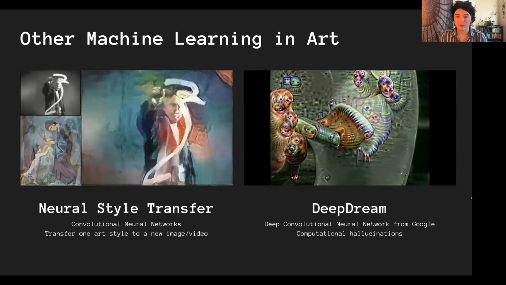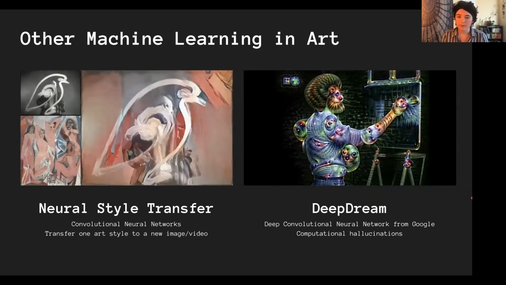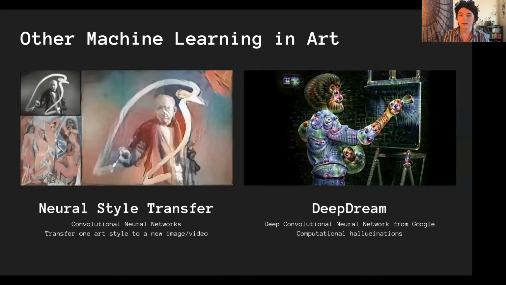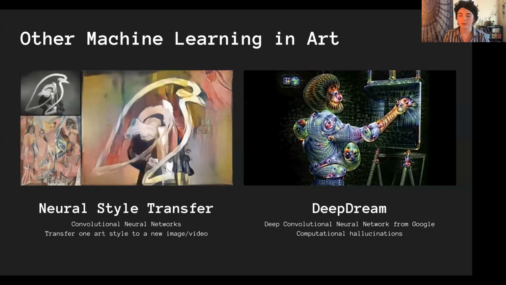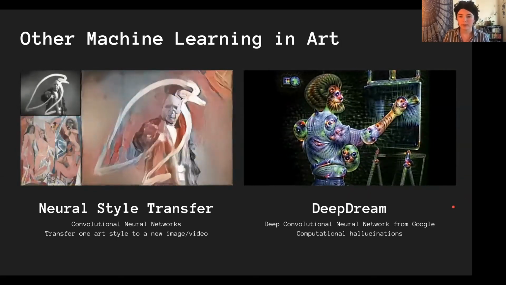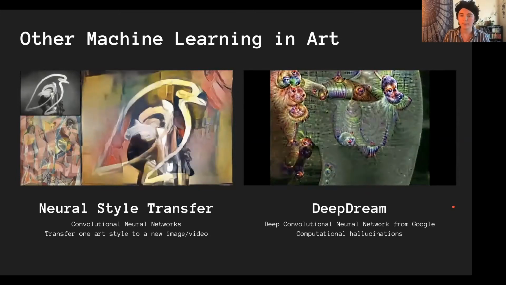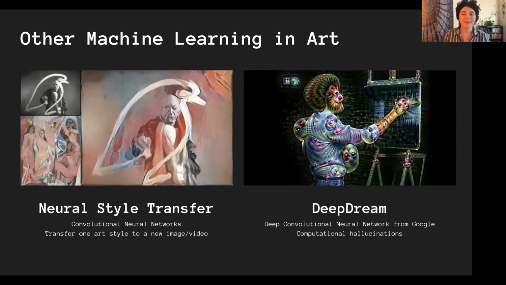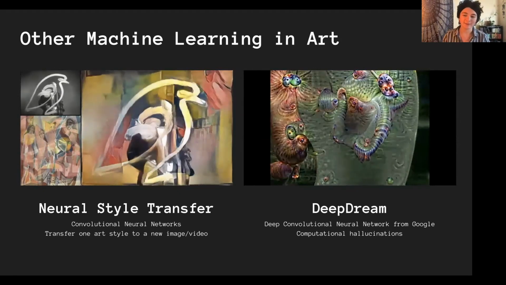And then many of you are probably familiar with Deep Dream, which is a deep convolutional neural network from Google that creates these kind of bizarre computational hallucinations. This video is on YouTube also, and it has an audio track. And while it's called Deep Dream, I think that it's more nightmare-like than anything. So I would recommend that you watch it in the light of day.